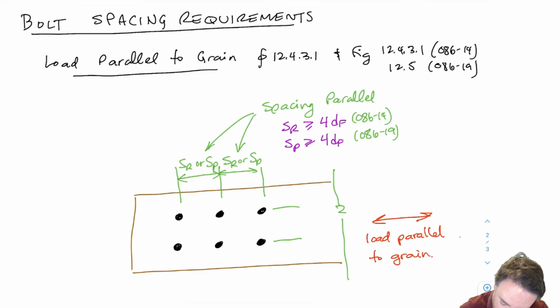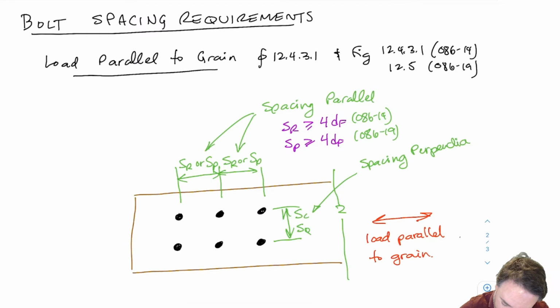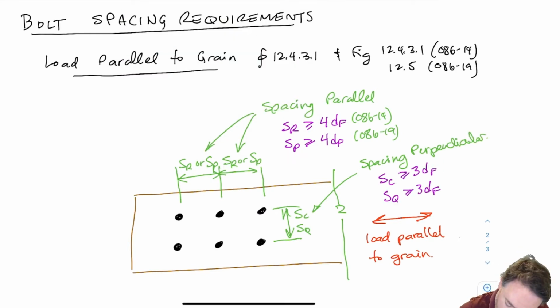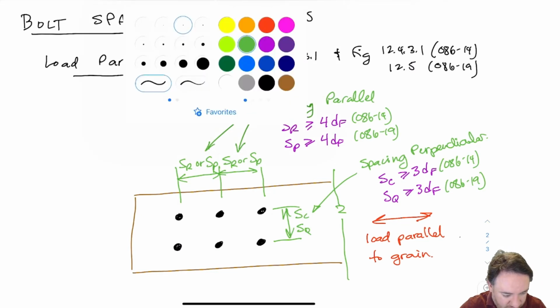What about spacing between the rows, which in 08614 is called SC, which is basically the spacing within the column, or SQ, which is spacing perpendicular to grain for 08619. Okay, so that's a less stringent spacing requirement of 3 df. Reasons are the same as why the spacing is less stringent for spacing perpendicular in nails. We talked about why that was.